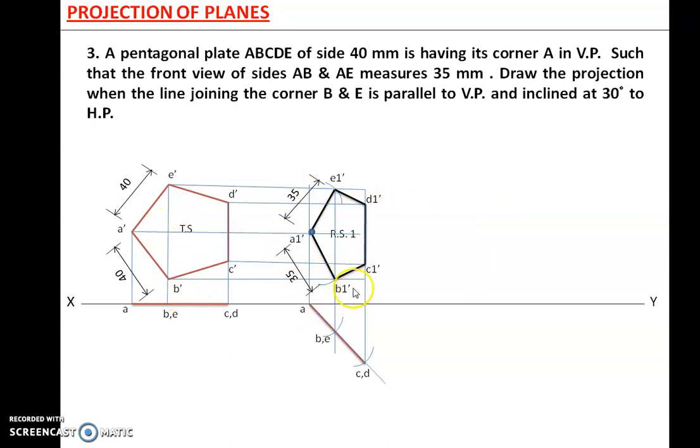Okay, so got it? Indirectly, now we have got the inclination of this line. This will be phi now, the inclination of the surface with the vertical plane, or the inclination of the pentagonal plate with the vertical plane. It is not asked to find out, but still you can measure it and write down in the answer that the pentagonal plate is inclined at dash dash degrees with VP.